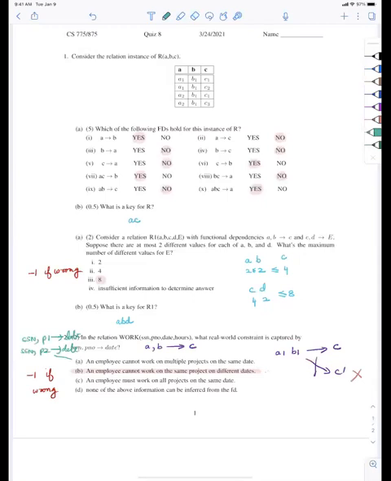The second one really just says that an employee cannot work on the same project on different dates. Then, an employee must work on all projects on the same date. No, that does not follow at all from that functional dependency. And then none of the above. So you don't really have to know the meanings of any of those things as long as you understand the meaning of functional dependency.